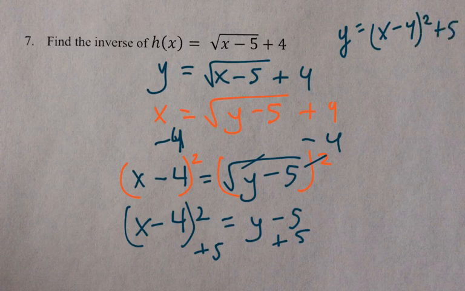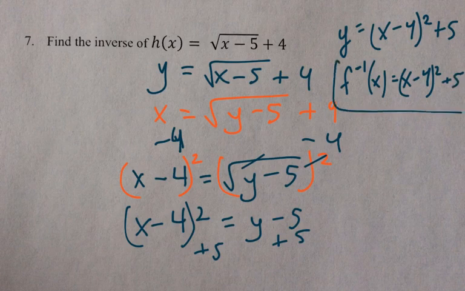And that last step is just to rewrite it in the inverse notation. So the inverse of f equals x minus 4 squared plus 5. Okay, that's the last part of the examples for this video. This one was a short one. In the next video we're going to talk about what it means to be one-to-one.